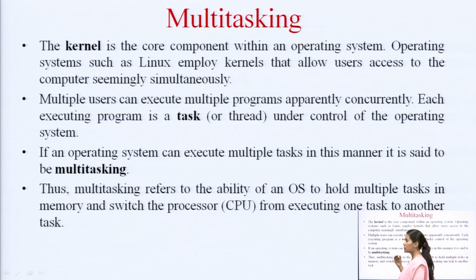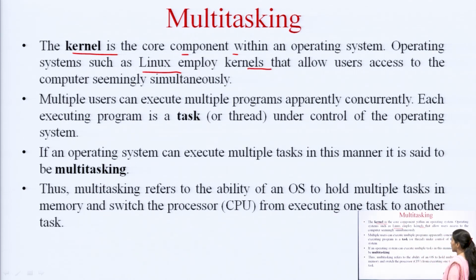So, when we talk about the CPUs or the operating systems, the kernel is the core component within an operating system. Current operating systems such as Linux employ kernels that allow users to access the computers seemingly simultaneously. Multiple users can execute multiple programs apparently concurrently. So, many a times you will see that multiple users can access the same programs and can execute different modules simultaneously within the program. So, each executing program is a task or thread under the control of the operating system.